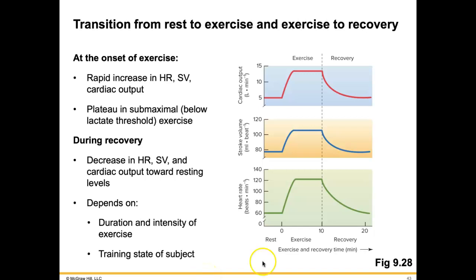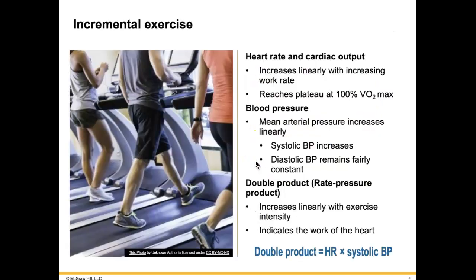Next, let's talk about the transition from rest to exercising and into exercise recovery. When we first start exercising, we can see that all three components here, our cardiac output, stroke volume, and heart rate, all start to rapidly increase. And then it will plateau in submaximal, meaning below lactate threshold, exercise. As we start to recover, we see that there's a decrease in all three of these components, but it does really depend on the duration and intensity of your exercise and the training state of the subject as far as how these numbers fluctuate.